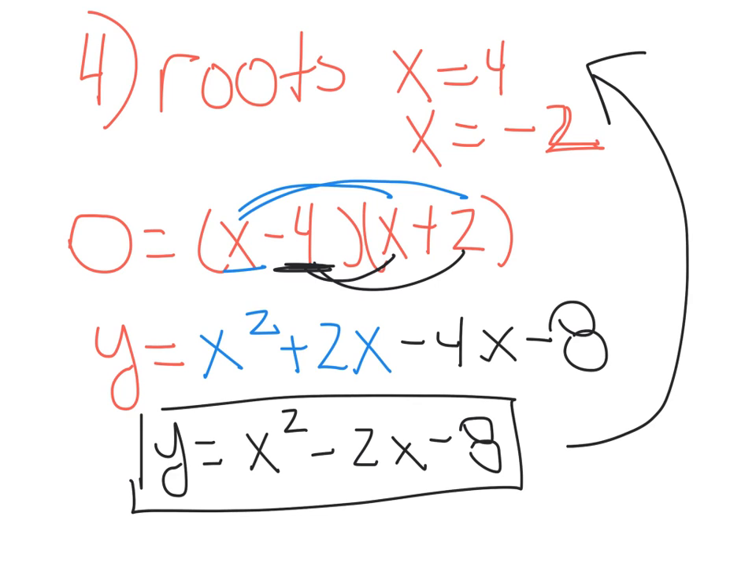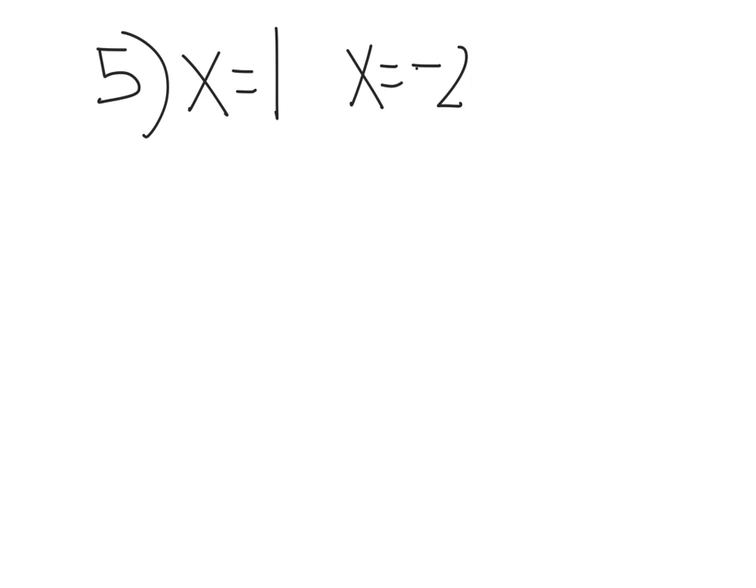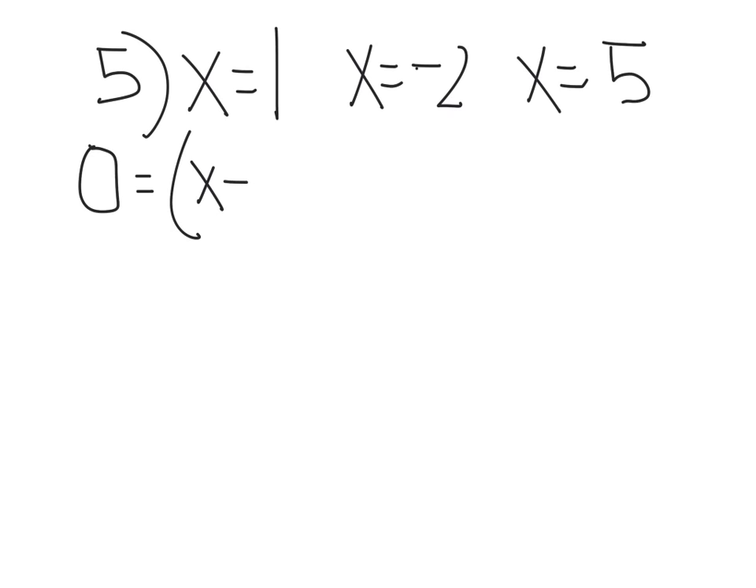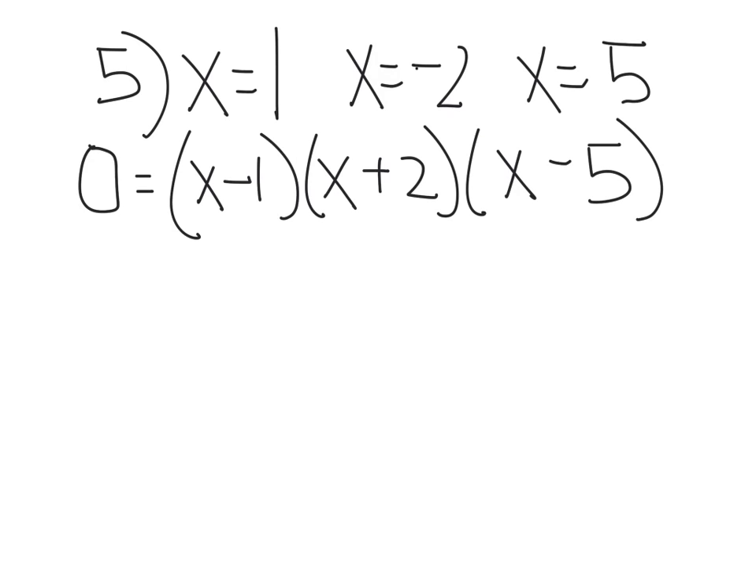Okay, so one more quick example. Our 5th and final example. So now if we're given 3 roots, x equals 1, x equals -2, and x equals 5, well, if I'm given 3 roots, I can kind of guess that maybe this is a cubic equation. So I'm going to write my 3 factors. X equals 1 means x minus 1 is a factor. X equals -2 means x plus 2 is a factor. And x equals 5 means x minus 5 is a factor.